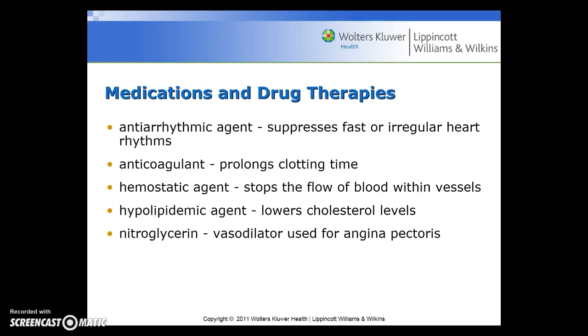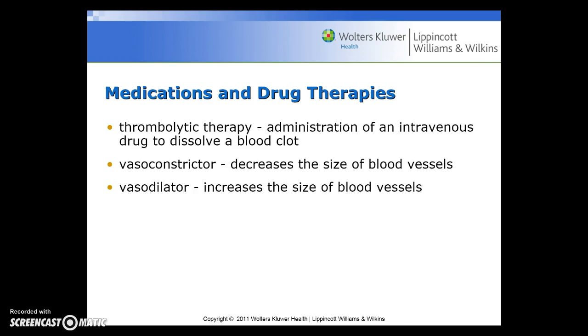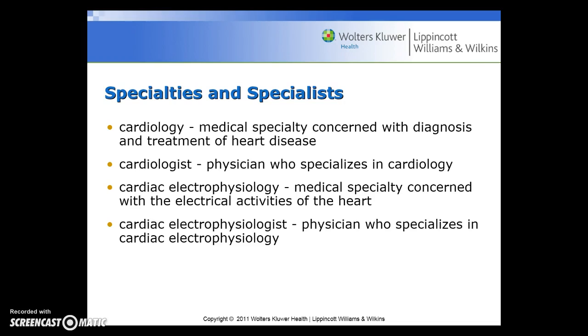And here are some common medications and drug therapies. Antiarrhythmic agent suppresses fast or irregular heart rhythms. Anticoagulant prolongs clotting time. Hemostatic agent stops the flow of blood within vessels. Hypolipidemic agents lower cholesterol levels. And nitroglycerin is a vasodilator used for angina pectoris. Thrombolytic therapy, vasoconstrictor, vasodilator, look those up. And these are the specialists: cardiology, cardiologist, cardio-electrophysiology, and a cardiac electrophysiologist. You can review this in the book.